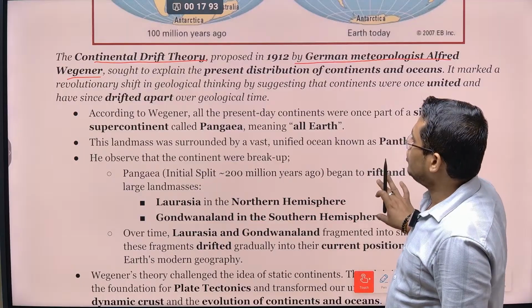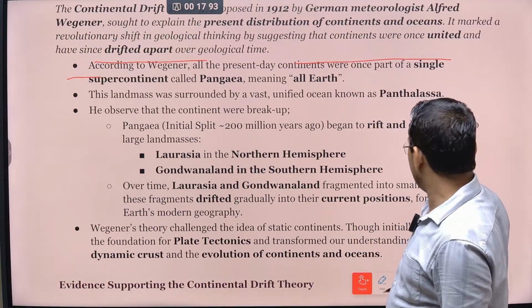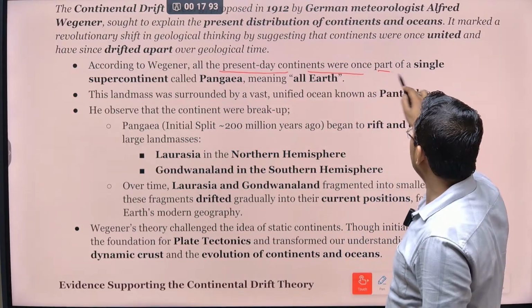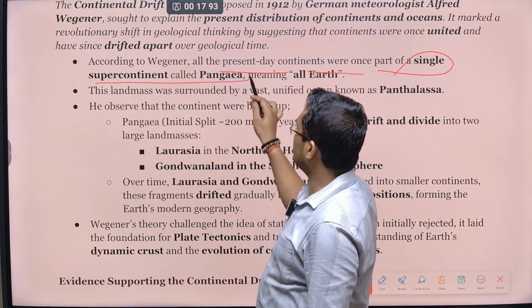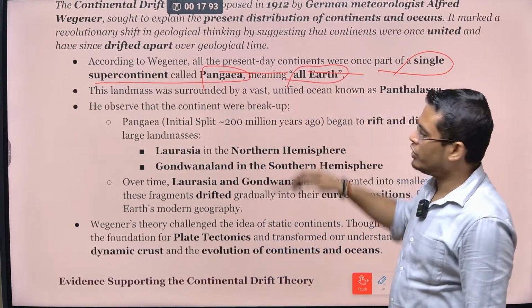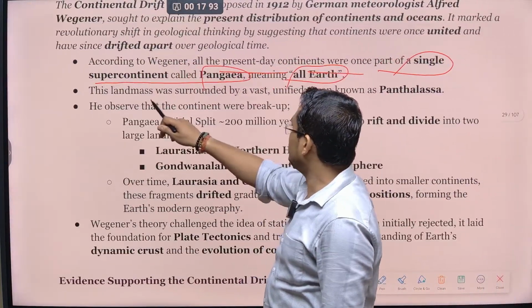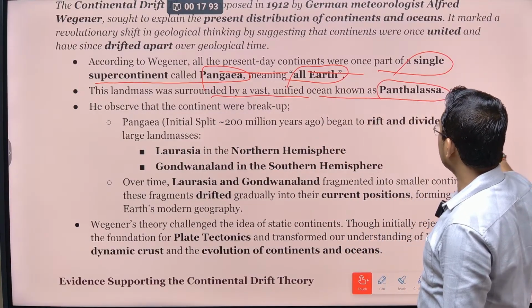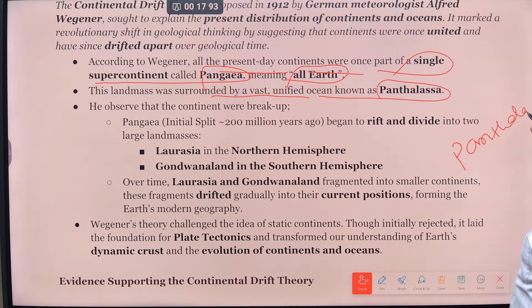Okay, so you can see, according to this Wegener theory, all the present day continents were once part of a single supercontinent, and that is called Pangea. I have already explained to you. What is the meaning of Pangea? It means all earth. This landmass was surrounded by a vast big ocean. This is called Panthalassa. The big ocean is called Panthalassa.